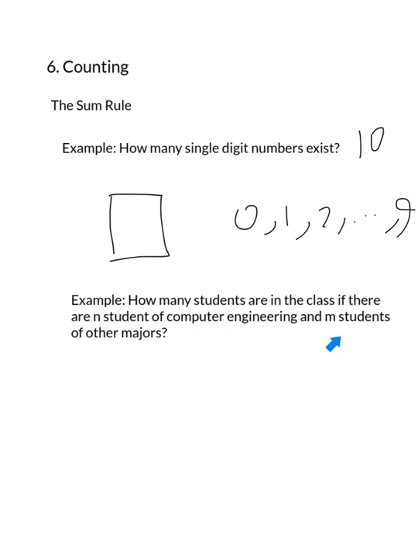So these are two disjoint sets of students, and therefore the total number of students in the class will obviously be m plus n. So the sum rule is a very intuitive rule that you don't even need to think about; you will find it yourself and you will use it.